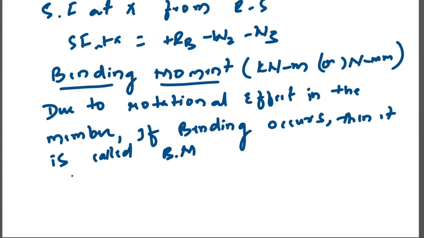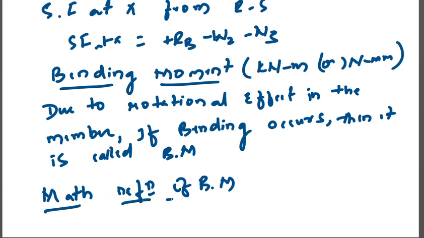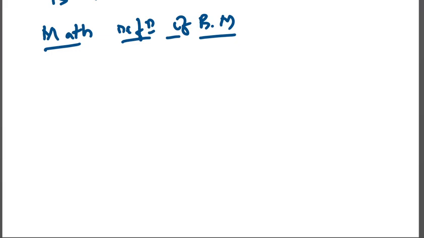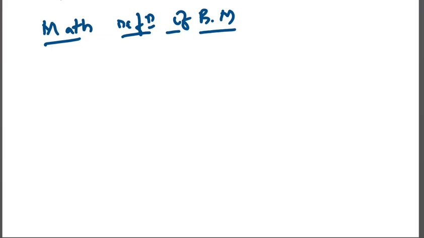So this is the definition of bending moment, and the mathematical definition of bending moment is the algebraic sum of all the moments either to the left or to the right side of the section. This is the same as I explained for the mathematical definition of shear force.